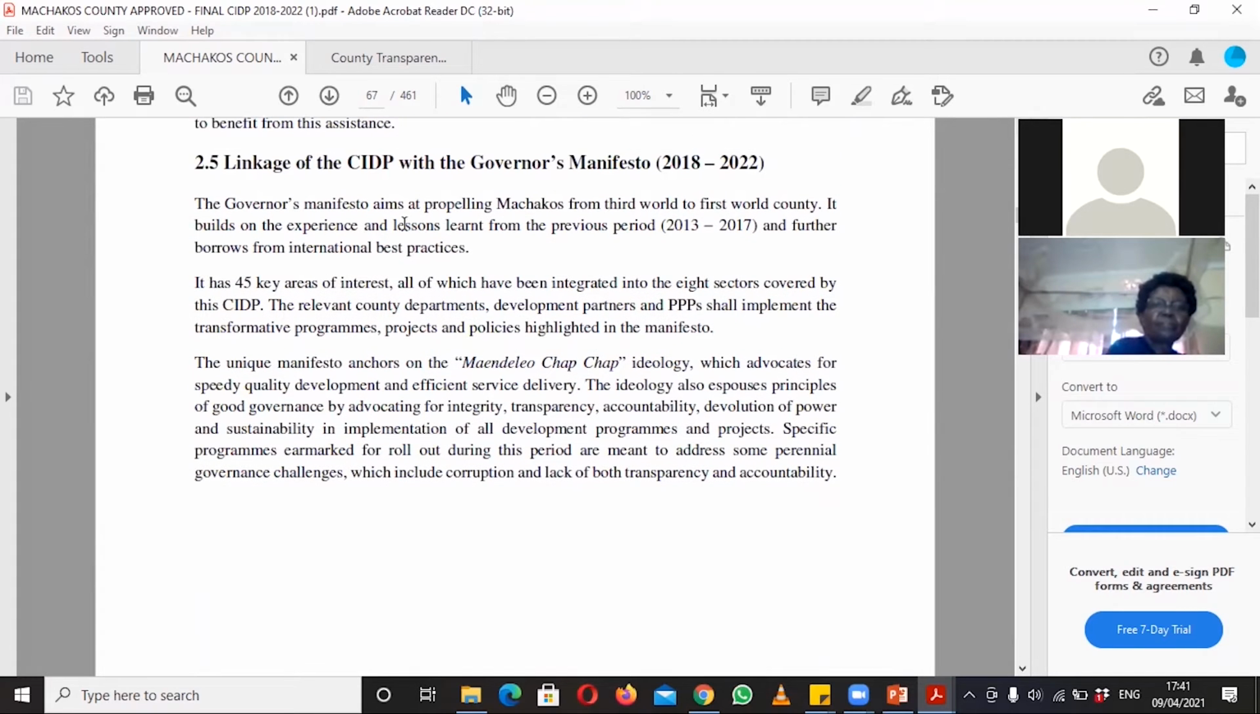the governor's manifesto aims at propelling Machakos from third world to first world county. It builds on the experience and lessons learned from the previous period, 2013 to 2017, and further borrows from international best practices. It has 45 key areas of interest, all of which have been integrated into the 8 sectors covered by the CIDP. The relevant county departments, development partners, and PPEs shall implement the transformative programs, projects, and policies highlighted in the manifesto.